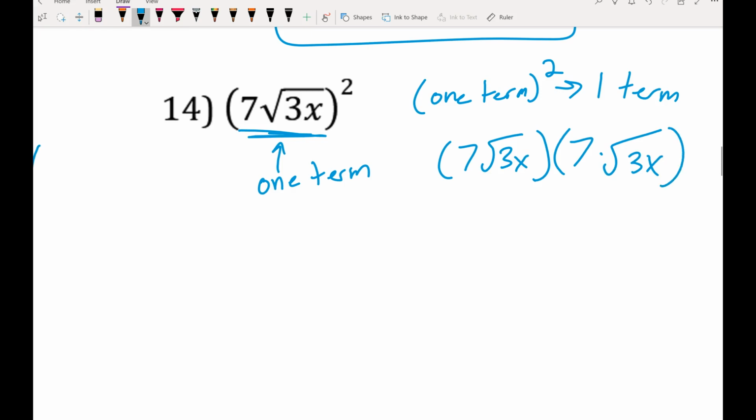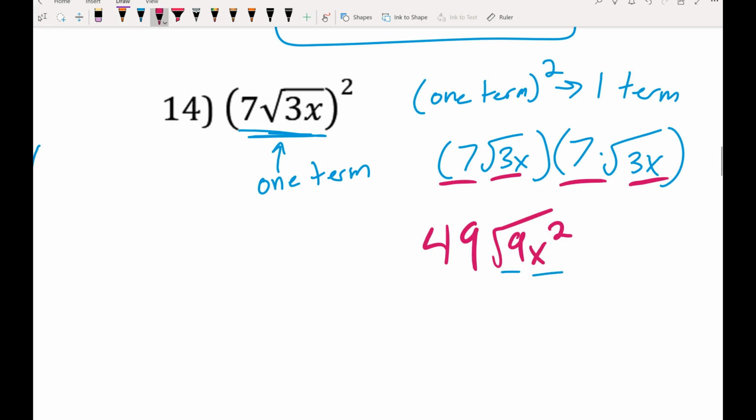So we do the same thing. We multiply the coefficients. 7 times 7 is 49. And we multiply what's under the radicals. Radical 3x times radical 3x is radical 9x squared. And again, I notice that both 9 and x squared are perfect squares. So this can simplify to 49 times 3 times x. Or 49 times 3 is 147x.